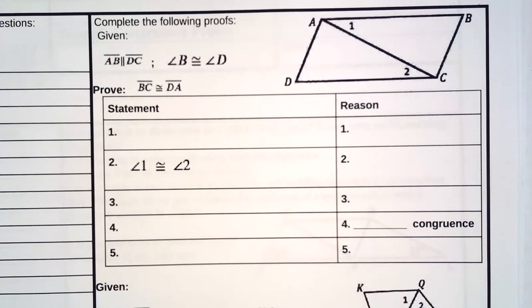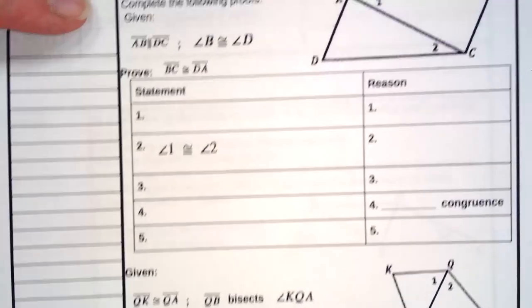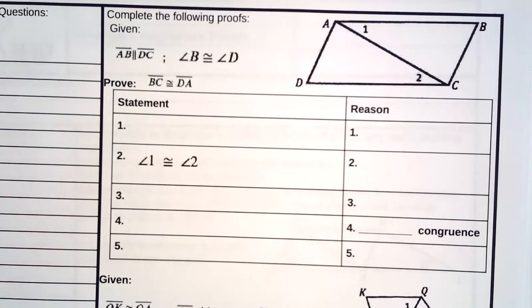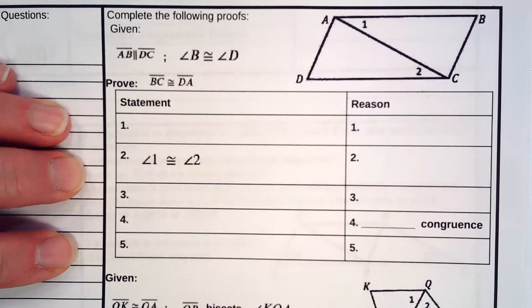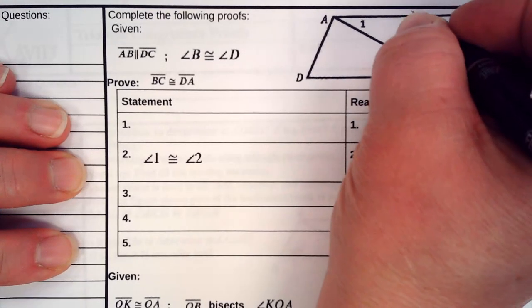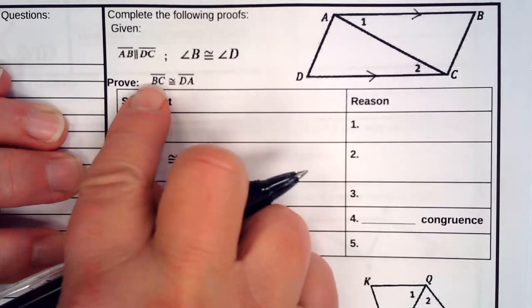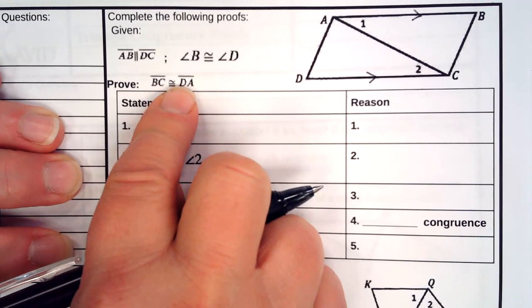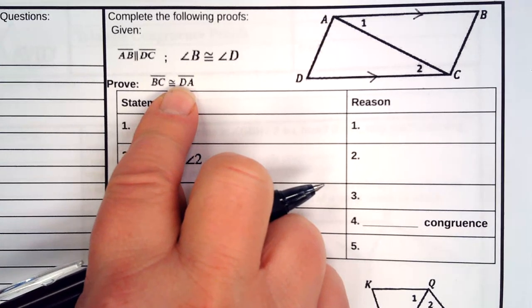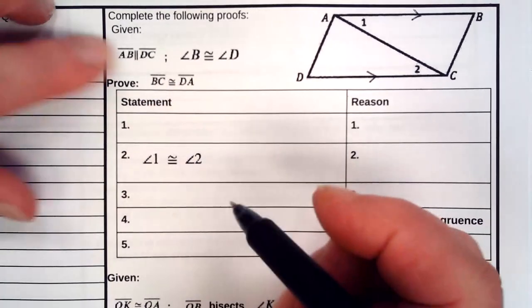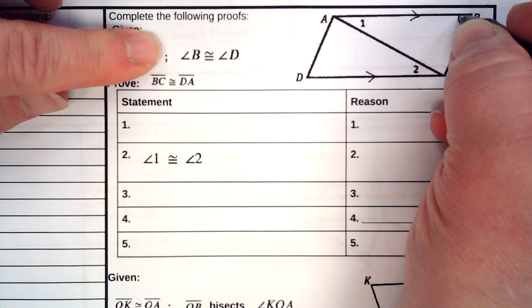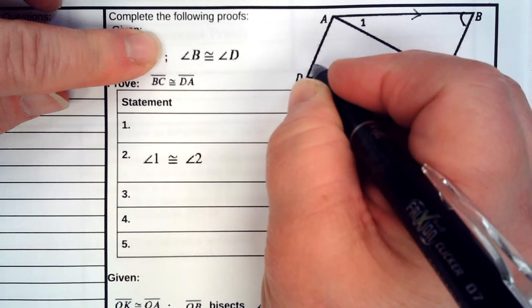Okay, now, this doesn't have very much filled in at all. So, we do know that AB is parallel to DC. To show that they're parallel, we use those little arrows. Remember, we're always going to fill in what we're given. That way we can look and understand what we're seeing. And we know that angle B is congruent to angle D.